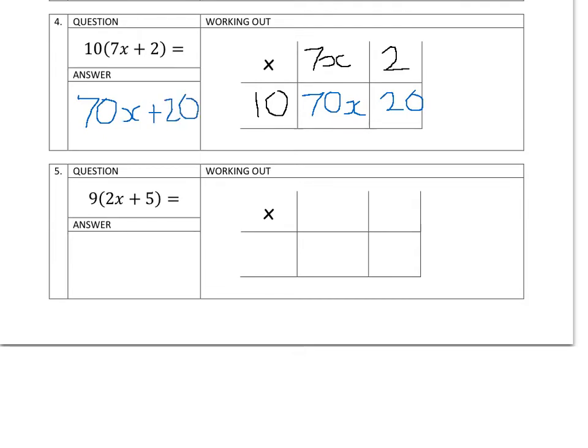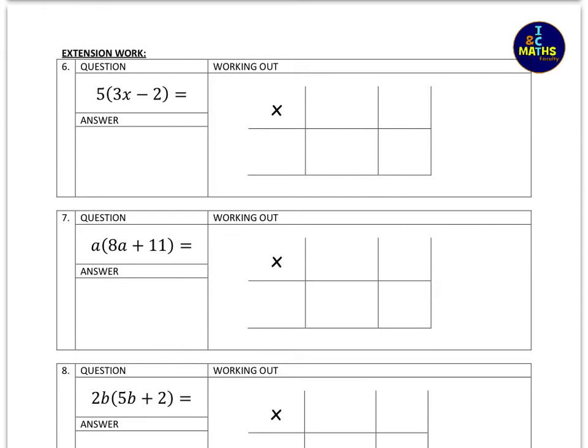Okay? Right, so I would think you could be able to do these things. So it might be a good time for you to pause that video and see if you can have a go at this next question, and then I'll put the answer on for you to look at. So this question becomes, as you can see in the grid, 9 lots of 2x plus 5. And there you have the answer, 18x plus 45.